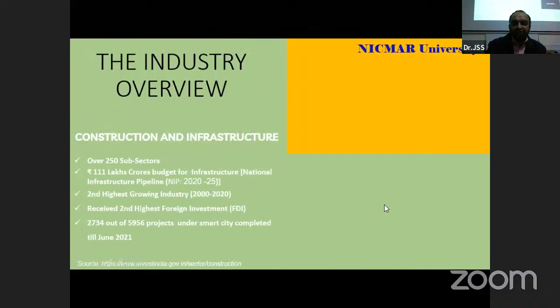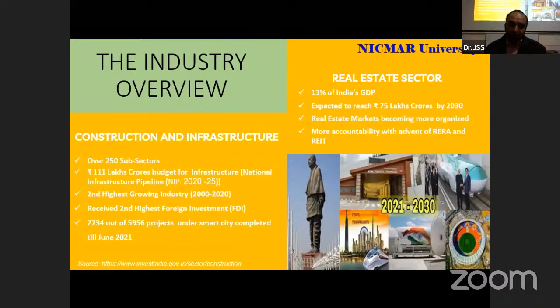So construction and infrastructure, the main important thing in the civil engineering aspect, is one, construction and infrastructure, and another one is real estate. If you look into this, both the sectors are growing. Both the sectors are growing in a rapid manner.